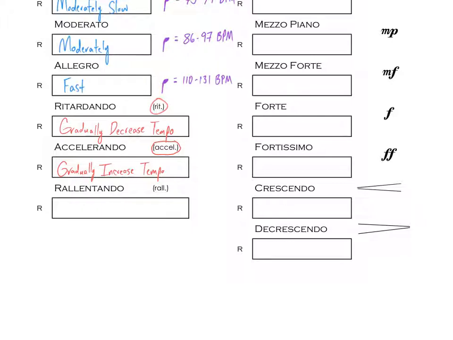And the last one, rallentando, indicated R-A-L-L. This is usually spread out over multiple measures. It's a longer, more drawn out one. Tends to mean more dramatic. So we're going to write gradually decrease tempo.